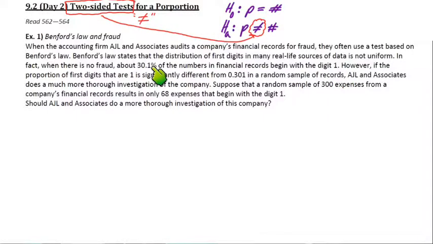1 gets 30.1% of the digits as far as being the first digit for that financial record. Maybe it's an expense report. However, if the proportion of first digits that are 1 is significantly different than 0.301 in a random sample of records, AJL and Associates does a much more thorough investigation of the company.